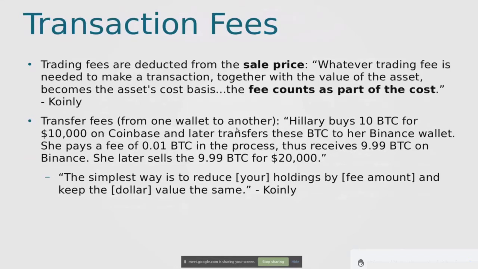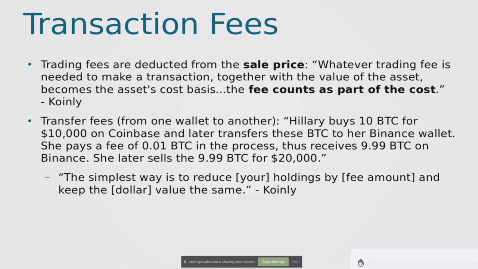All right. So transaction fees, trading fees particularly, are deducted from the sale price. This is from Coinly. Whatever trading fee is needed to make a transaction, together with the value of the asset, becomes the asset's cost basis. So the fee counts as part of the cost. If I spent $500 for one BNB, but there was a $10 fee, meaning I spent $510 total, even if the value of that BNB is only 500, the cost basis is 510.